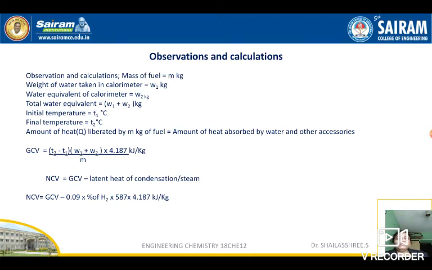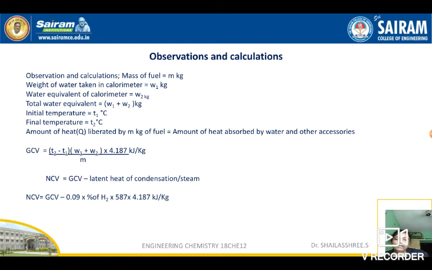Coming to the NCV: NCV is equal to GCV minus the latent heat of steam. The latent heat of steam is equal to 0.09 into the percentage of hydrogen into 587 calories per gram. When converted into kilojoules per kg, it becomes NCV equals GCV minus 0.09 into percentage of hydrogen into 587 into 4.187 kilojoules per kg.